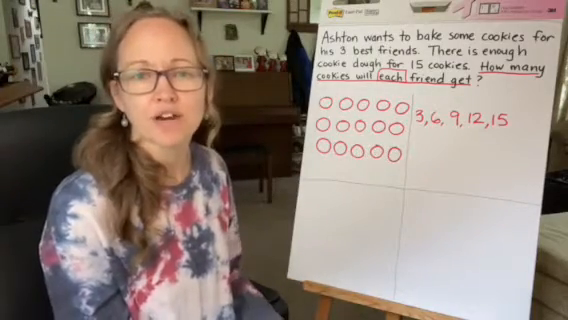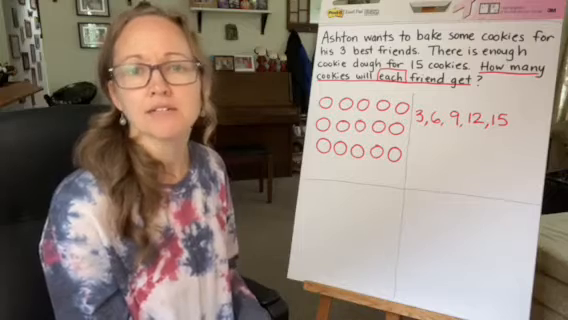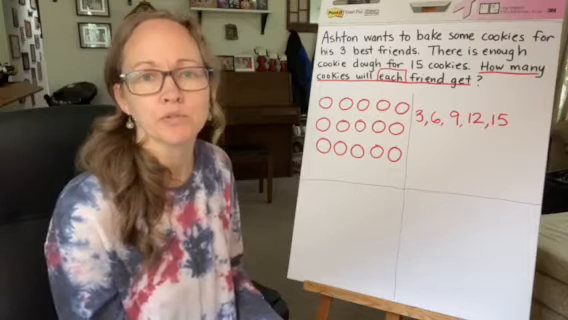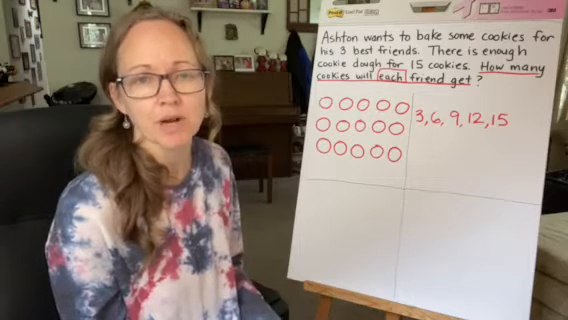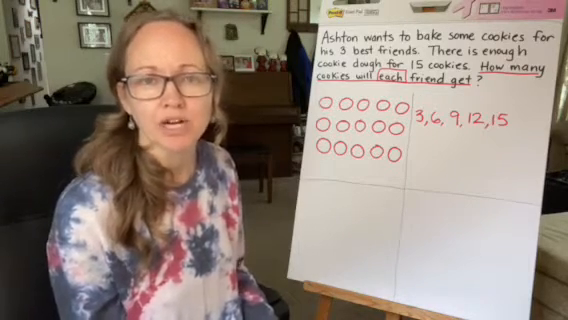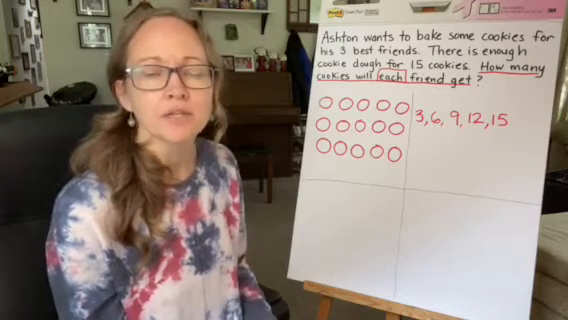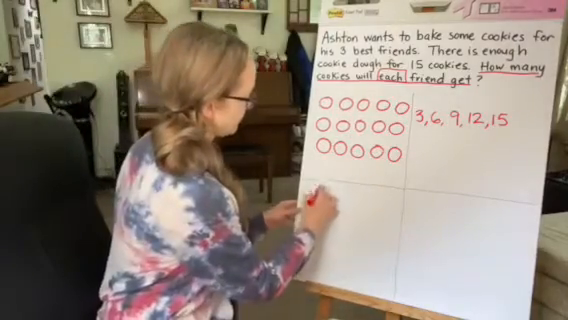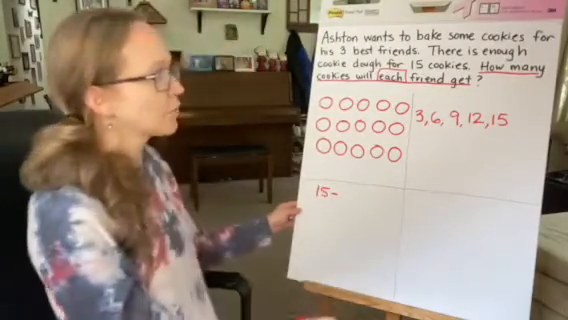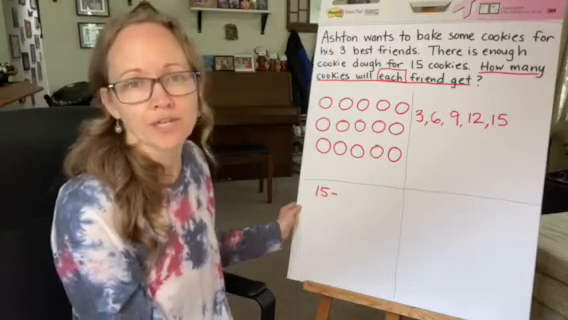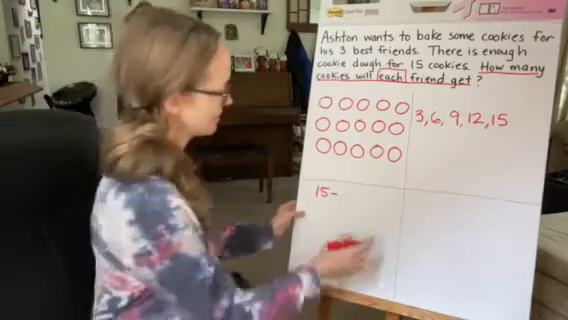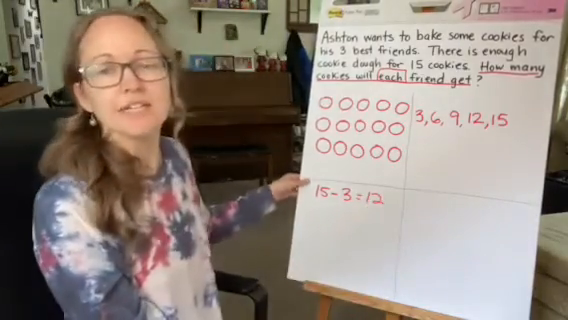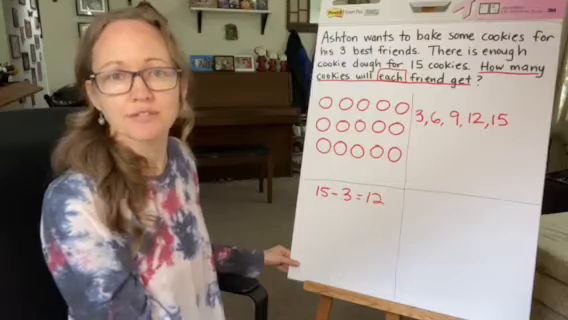Now let's move on to strategy number 3, repeated subtraction. Remember, we talked in our multiplication problem about how we can use repeated addition to solve multiplication problems. Well, we can use repeated subtraction to help us solve a division problem. So we're going to start with our total, that's the 15 cookies. And we're going to start subtracting 3 to show the 3 friends. And we're going to continue subtracting until we get down to 0.